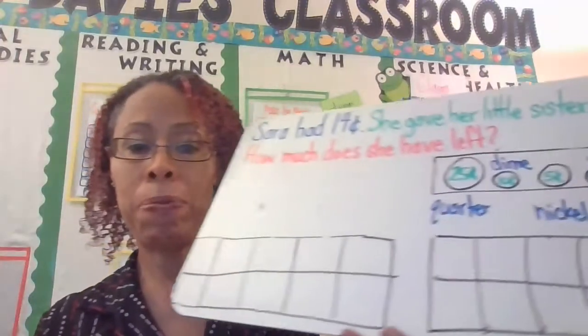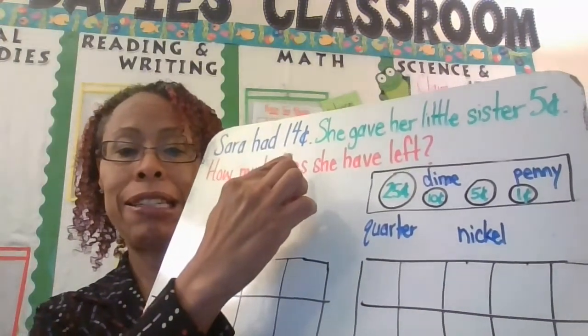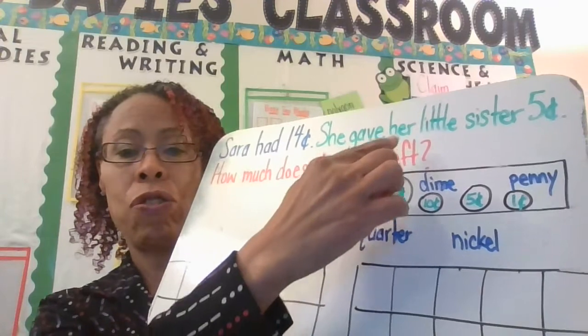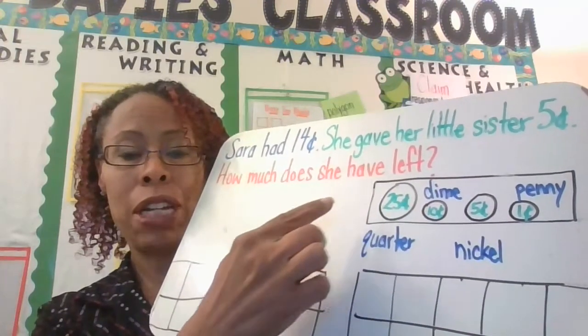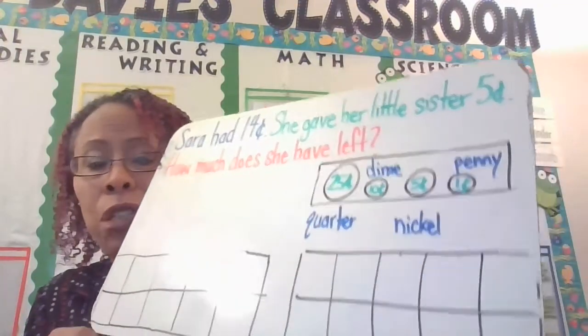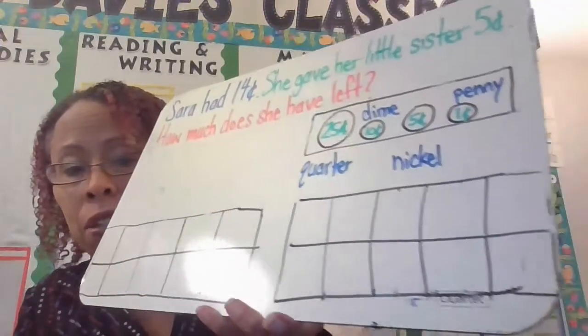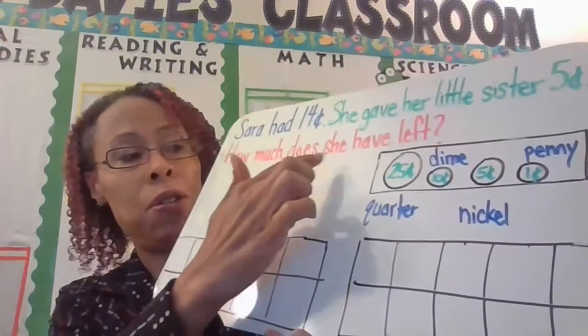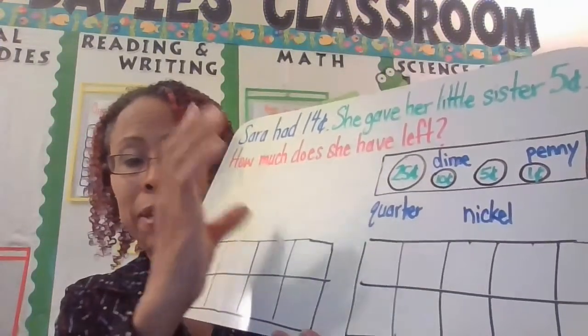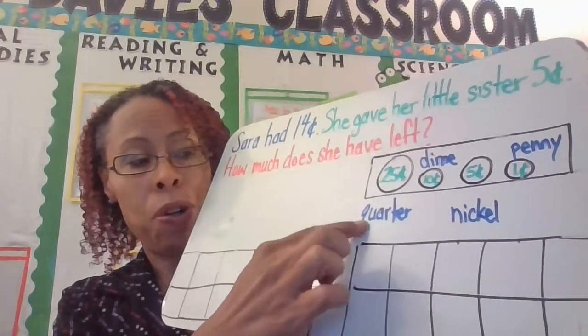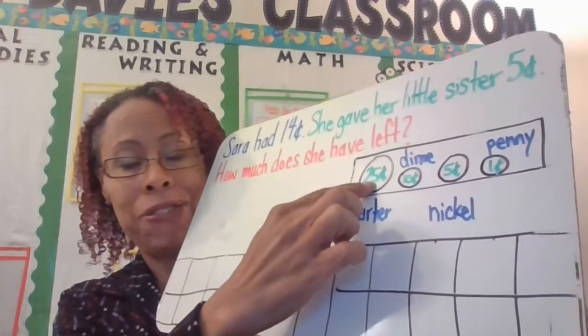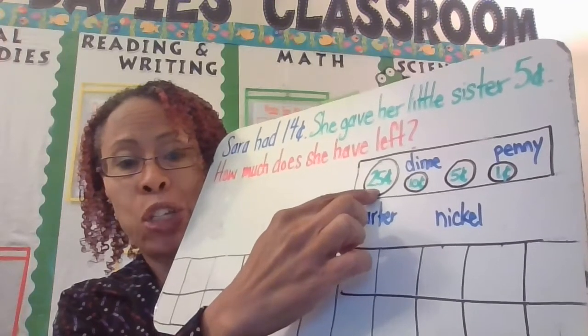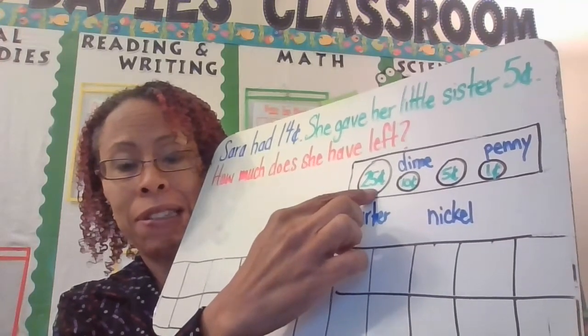So let's look at the problem. Sarah had 14 cents. She gave her little sister 5 cents. How much does she have left? Now let's quickly review our understanding, our knowledge of money. We know that this largest size coin is a quarter and it is worth 25 cents. Its value is 25 cents.